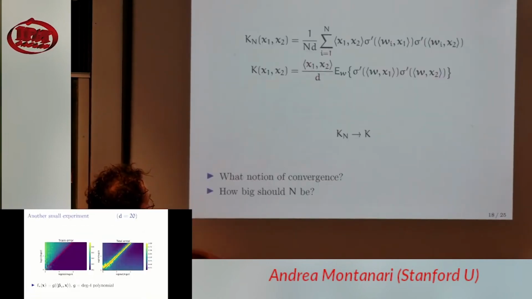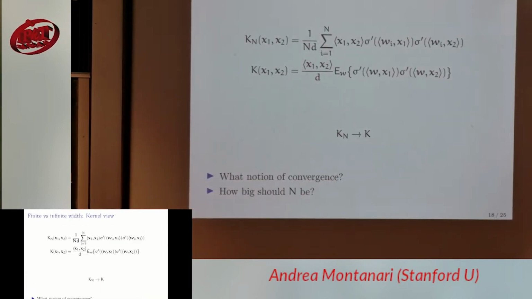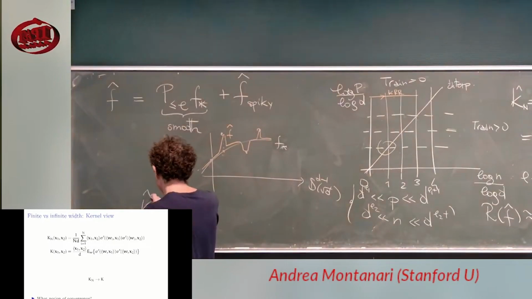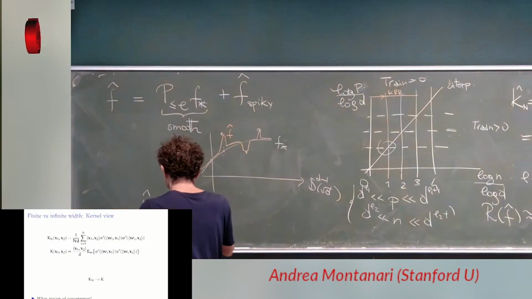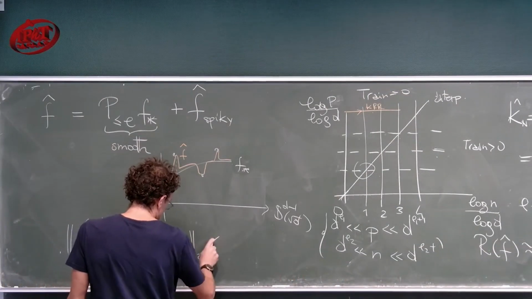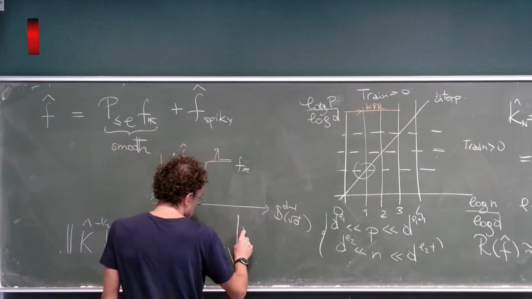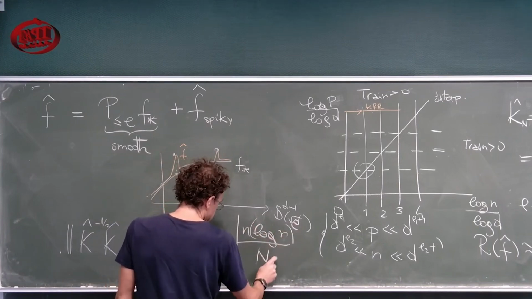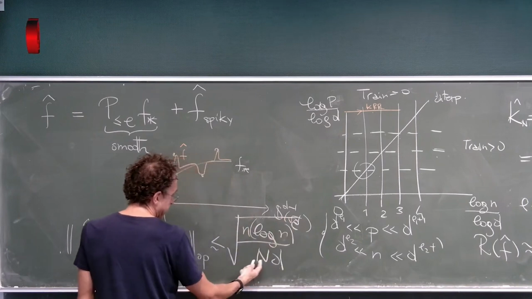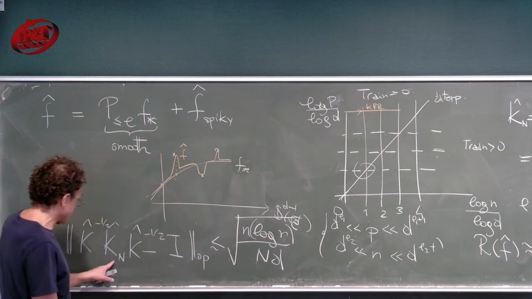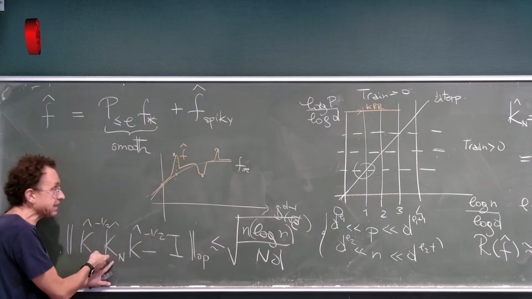And as I mentioned in the last lecture, you look at the matrices. If the number of parameters is much larger than the sample size, then this finite width kernel is well approximated by the infinite width kernel.